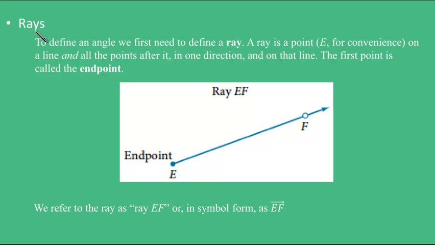So let's first begin with defining what a ray is. A ray is simply a point on a line and all the other points after that point on that line. Obviously you can't draw an entire line because a line goes on for all eternity. So what is customary to do is to simply draw a line segment with an arrowhead, which then indicates that it's all these points going on for all eternity. This first point here is called the endpoint. The ray is then called ray EF, and this is the typical notation.